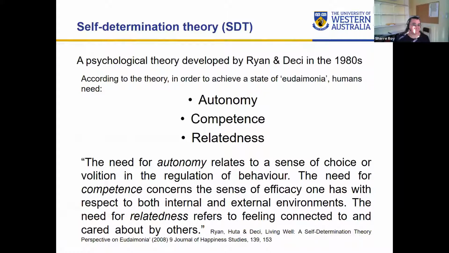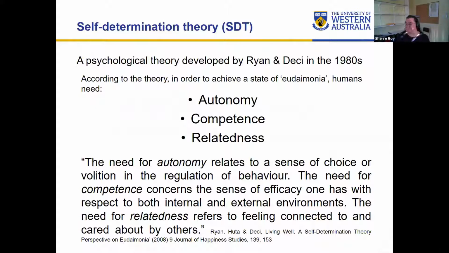theory. You might be familiar with self-determination theory, but it's a psychological theory that investigates how humans best thrive and reach a state of what is known as eudaimonia. That's a term that was coined by Aristotle. And it's not so much about happiness per se, but it's about human thriving or flourishing or well-being. So that greater good.